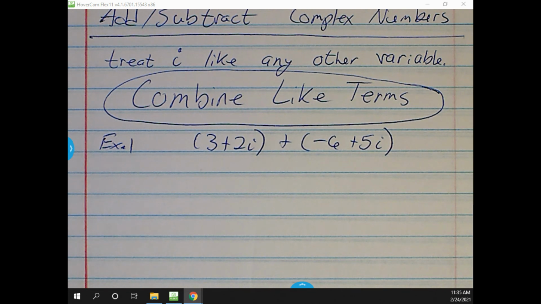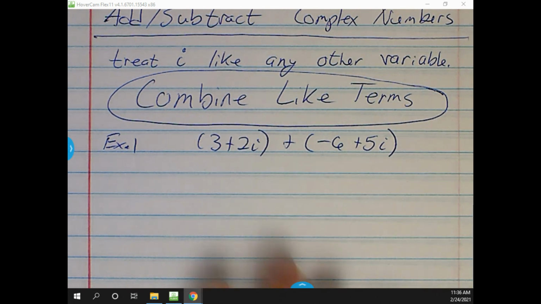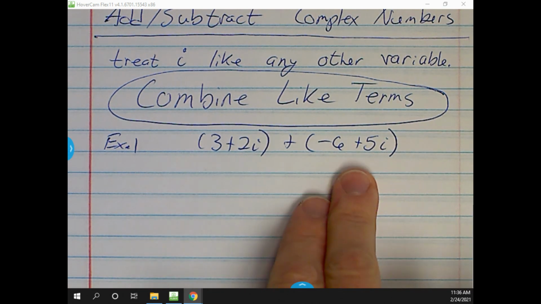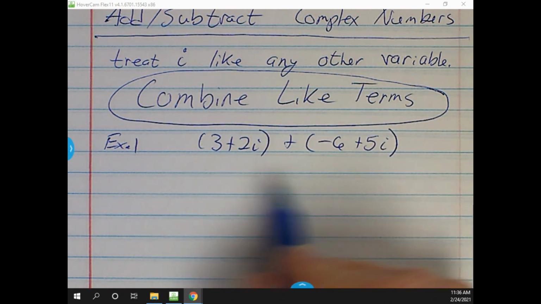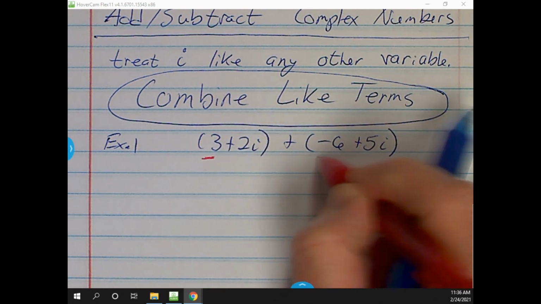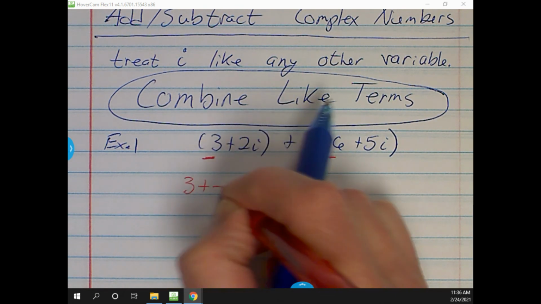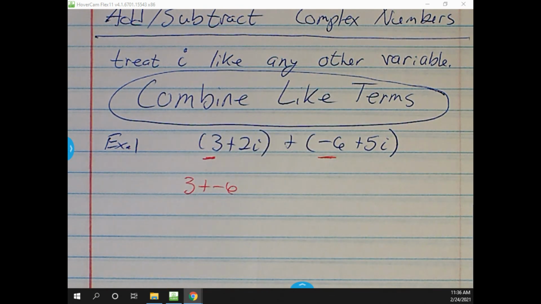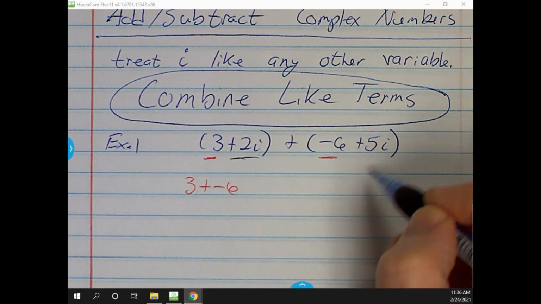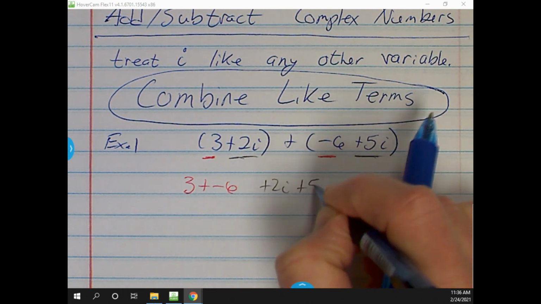If it's an addition sign in the middle, it's really about the easiest thing that you can get, because there's nothing to do with these parentheses. So basically, you just find the like terms. Well, that's the 3 and the negative 6. So that becomes 3 plus negative 6. Well, then you've got a 2i and a 5i, so that becomes plus 2i plus 5i.